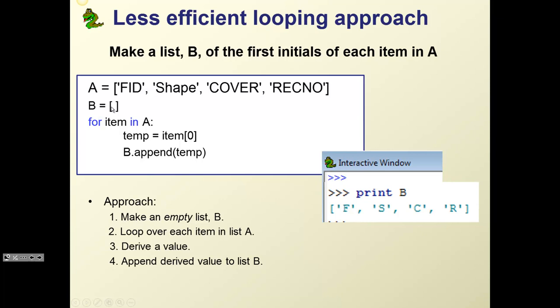We're making an empty list, B. We're looping over each item in list A, for each item in A. We're deriving some value. In this case, it's the first letter of each item in A. So we're deriving that value, and then we're appending the derived value to B.